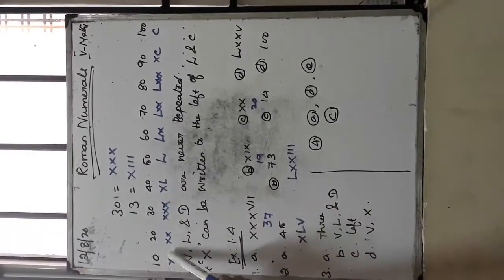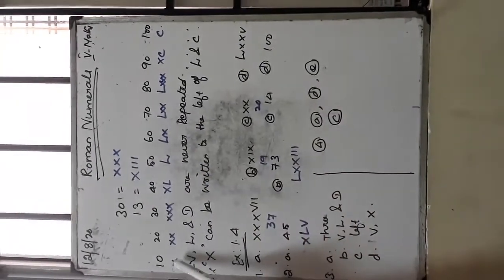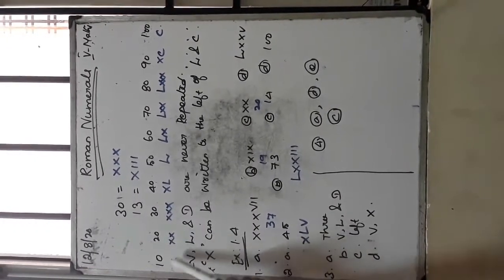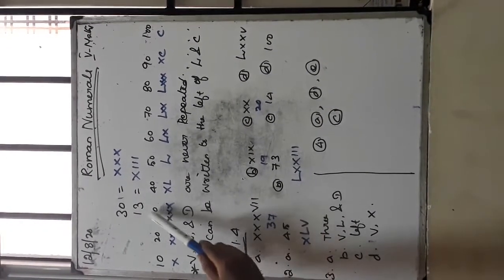Next one. So tens up to 100. So here 10. Double it, you write 20. Triple it, you write 30.